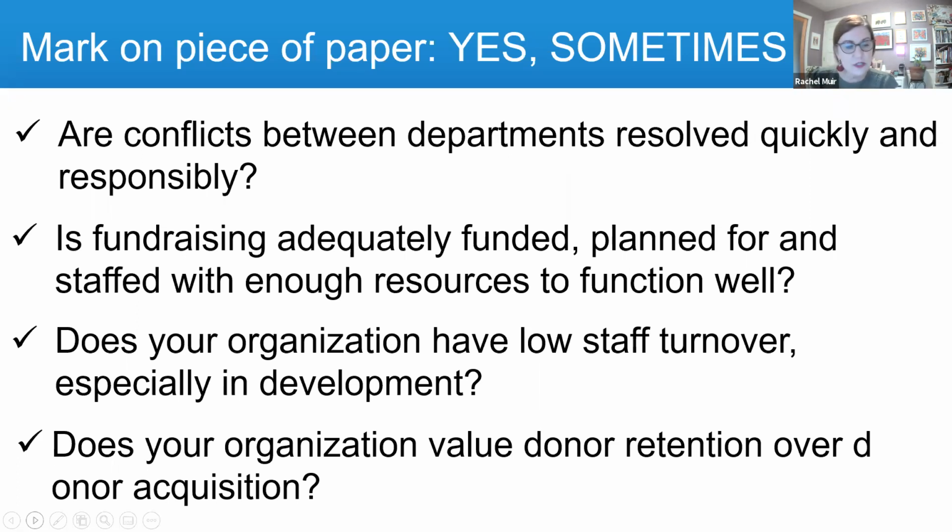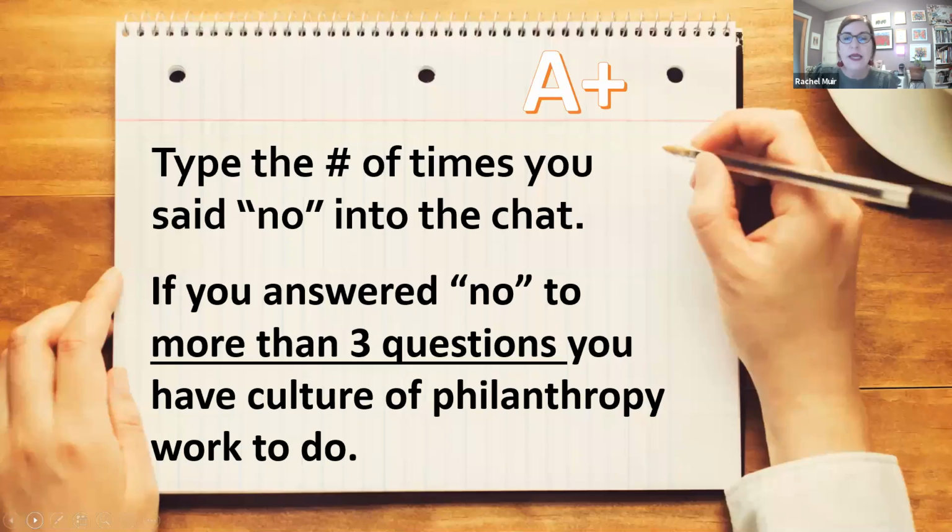So there were 8 total questions. And what I want you to do right now is in the chat, type the number of times you said no. Maybe some of you said no 5 times. Maybe some of you said no 8 times. Okay. Yay. Someone said 0. Someone said 1. Someone said 2. That's good. I'm happy that a lot of you are 1s and 0s and 2s.